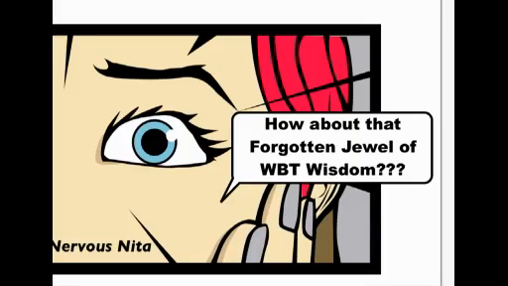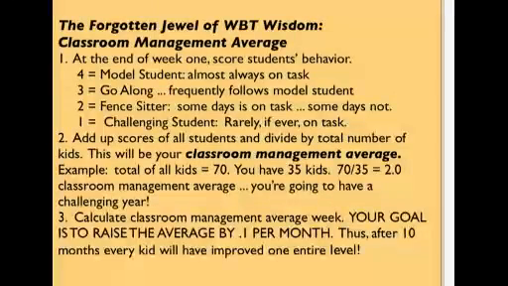Last week, we talked about the forgotten jewel of WBT wisdom. Nervous Nita. Let's just talk about it one more time. It's a beautiful thing. It's early in the school year, that's why we bring it up. At the end of the first week, sit at home and grade each of your students. Each model student, give a 4. Each go-along student, give a 3. A fence sitter is a 2, and a challenging student is a 1. Evaluate this based upon how on task they are.